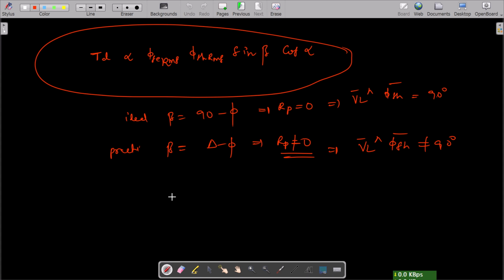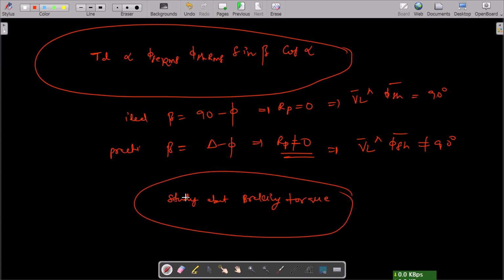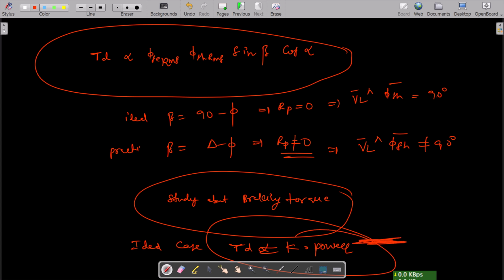Next we have to study about braking torque. Braking torque. And also we have, for an ideal case, seen that TD will be equal to K into active power in the circuit. This one also we have already seen. This will be the starting point for braking torque. Okay, that is the thing. Thank you.